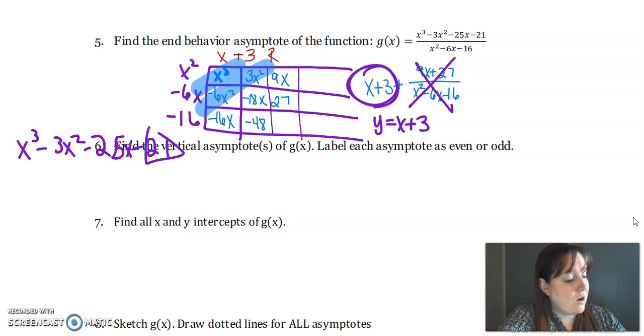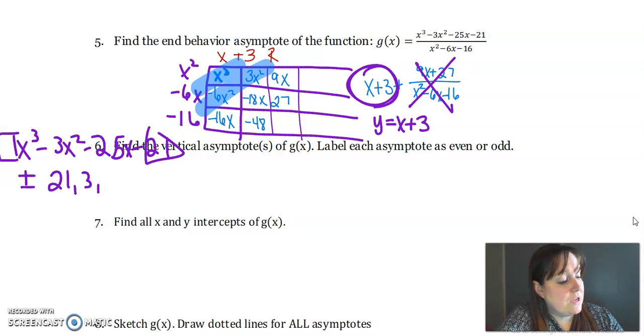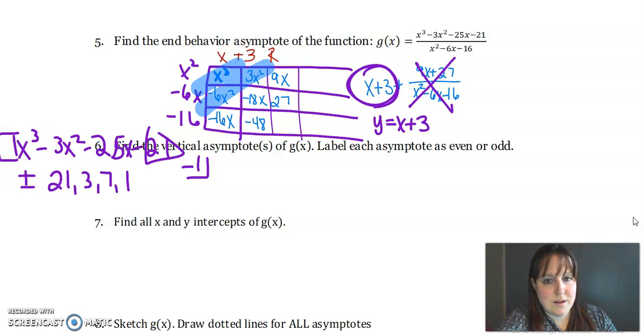So remember, we take all of the factors of our constant over all of the factors of our leading coefficient. So our possible roots are 21, 3, 7, and 1, plus or minus, of course. We have to decide which one is going to be it. Just for time's sake, I think I remember that -1 is the one. But just know that you might have to test a few of them to get there. So let's try that out.